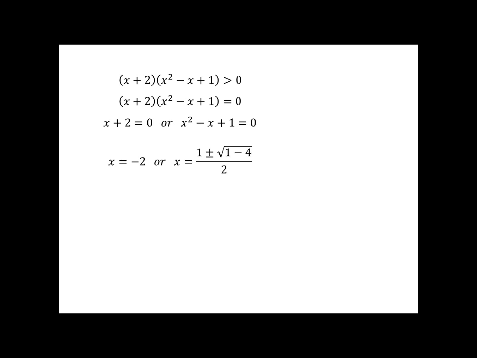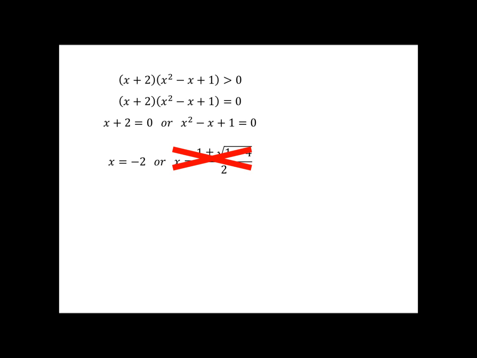4 all over 2. Okay, remember the quadratic formula, x equals negative b plus or minus the square root of b squared minus 4ac all over 2a. You should know that by now. Look at the discriminant. The discriminant is the stuff under the square root. That's a negative number. 1 minus 4 is negative 3. There's no real solutions from this, so we get to totally ignore it.